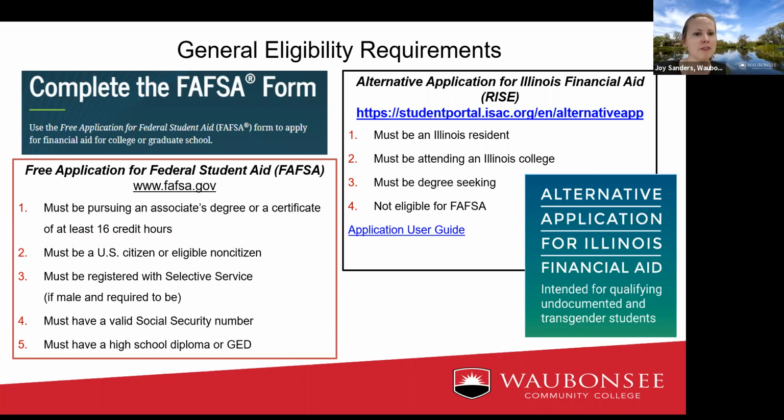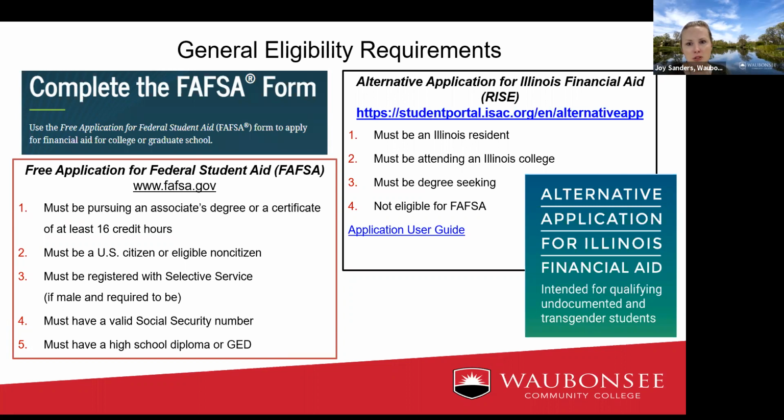To be eligible for the FAFSA, you do have to be pursuing an associate's degree or a certificate that has at least 16 credit hours in it. You have to be an eligible U.S. citizen or non-citizen. You have to be registered with the Selective Service, so that typically is for the gentleman. You must have a valid social security number, and you do have to have a high school diploma or a GED. Now, if there are any of these requirements that you don't meet, unfortunately, you won't be able to complete the FAFSA, but you will be able to complete the alternative application for Illinois financial aid.